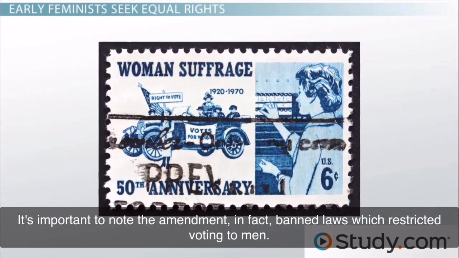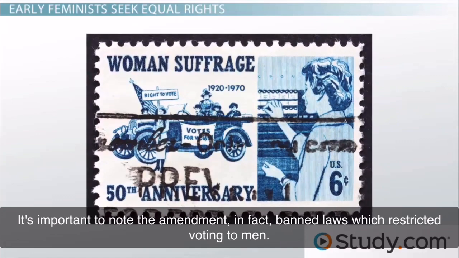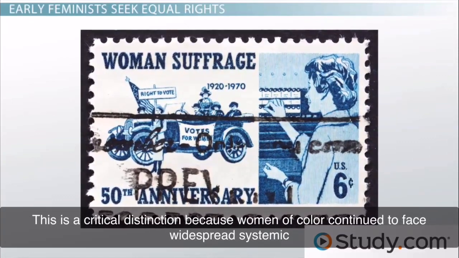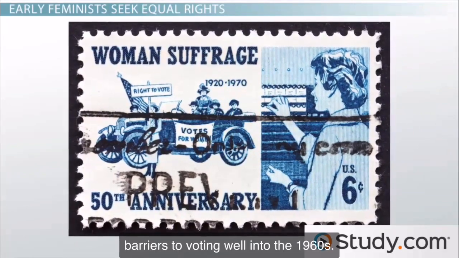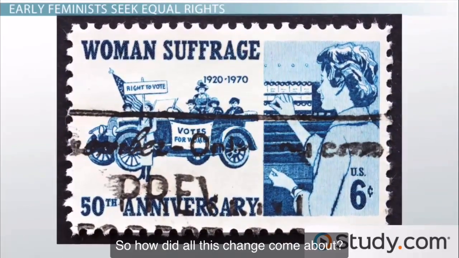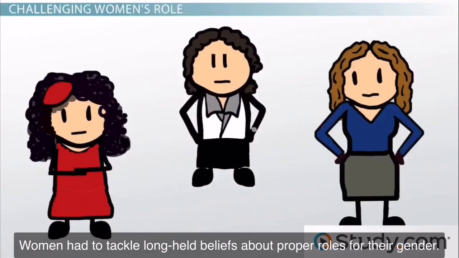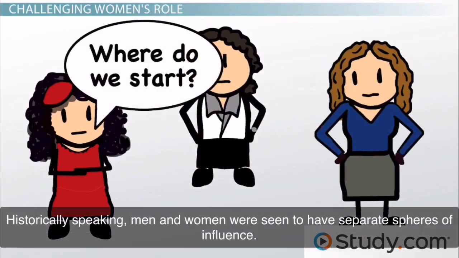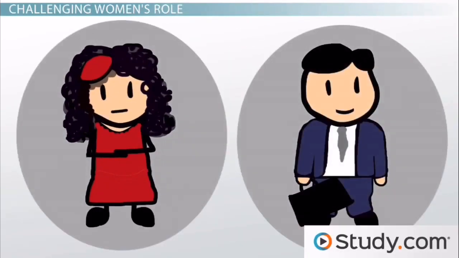It's important to note the amendment, in fact, banned laws which restricted voting to men. This is a critical distinction because women of color continued to face widespread systemic barriers to voting well into the 1960s. So how did all this change come about? Women had to tackle long-held beliefs about proper roles for their gender. Historically speaking, men and women were seen to have separate spheres of influence.